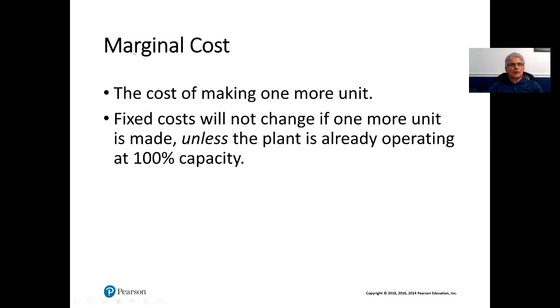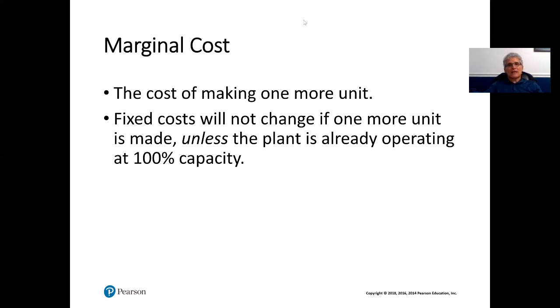Marginal cost, the term marginal, is used in business all the time. These are terms that you really want to know, because you're going to be sitting in management meetings and somebody's going to use this term, and if you're not on top of it, you'll miss out. Marginal cost is the cost of making one more unit. Let's say we've already produced 10,000 units, and now we're trying to figure out what it's going to cost us for that next unit, that 10,001st unit, just the one unit above the 10,000. What's it going to cost us?